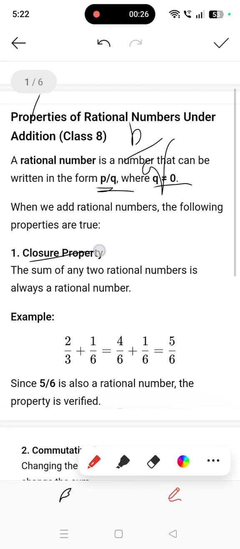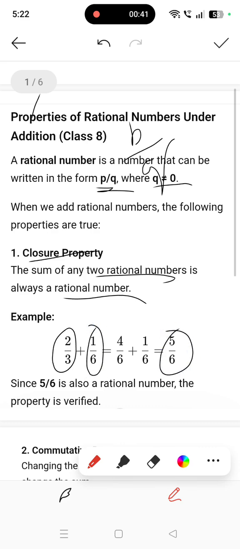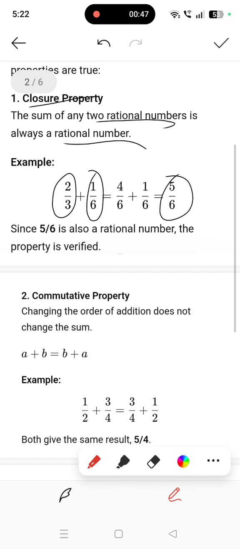First is the closure property. It means the sum of any two rational numbers is always a rational number. What do you mean by this? When we add one rational number to another rational number, we will always get a rational number. So this is the closure property of addition of rational numbers. Since 5 by 6 is also a rational number, the property is verified.